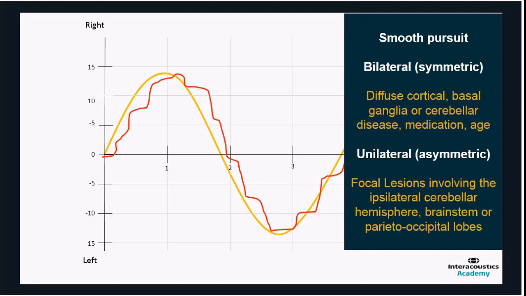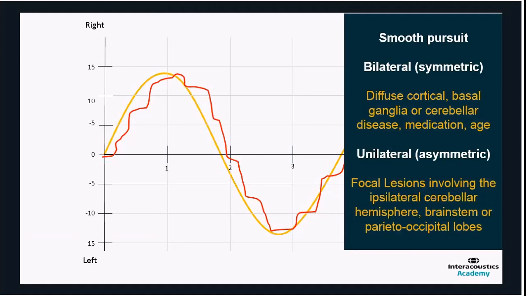Lesions that are bilateral identify within the central nervous system often diffuse cortical changes, again basal ganglia changes, and cerebellar disease. We do have to be mindful of medication, and I'll talk about that a little bit further into our presentation, and also age. Pursuit is very sensitive to age-related changes, and therefore we need to consider this as we look at older populations.